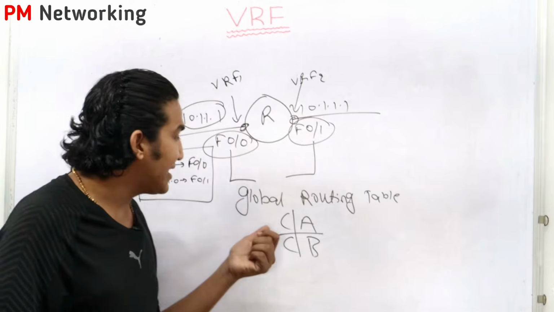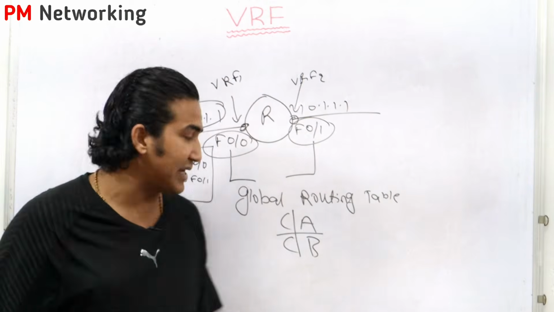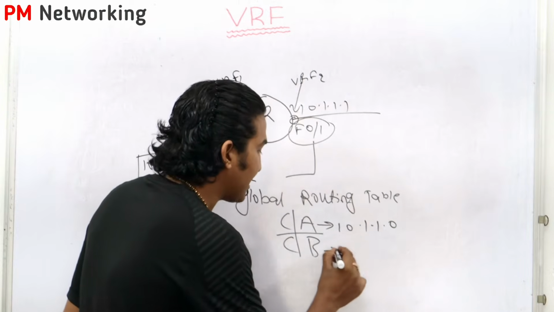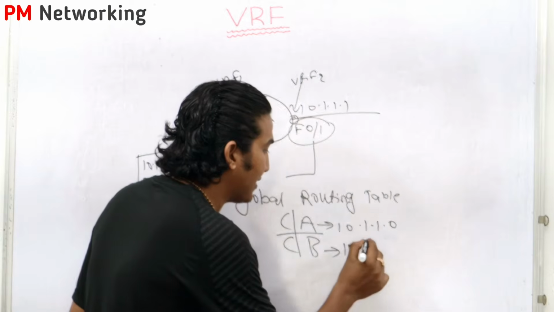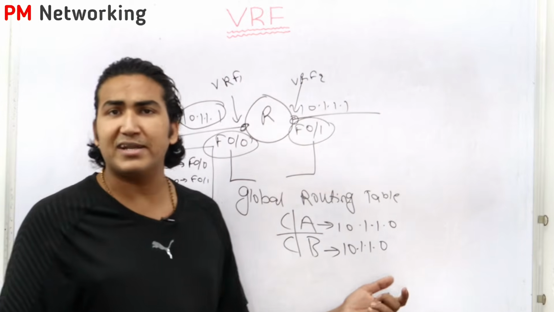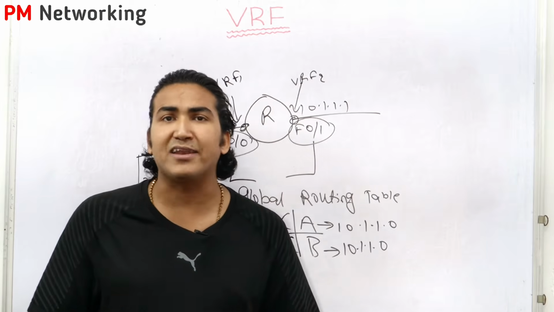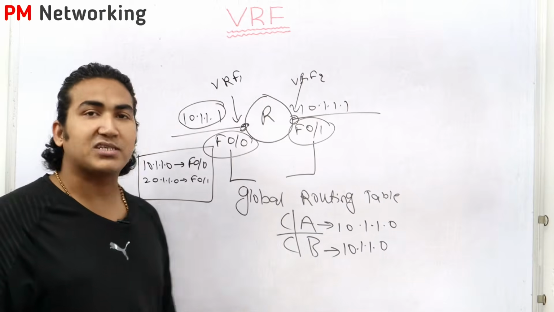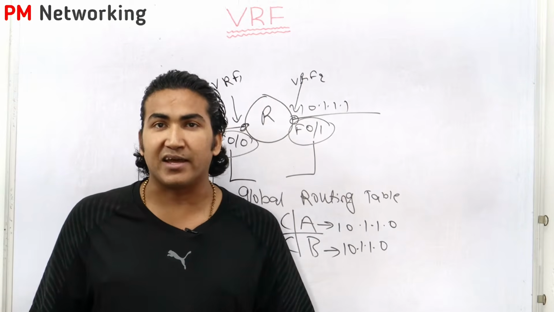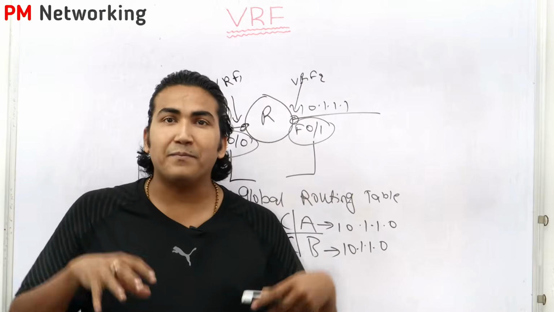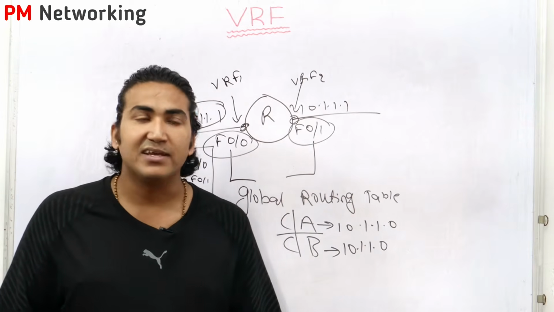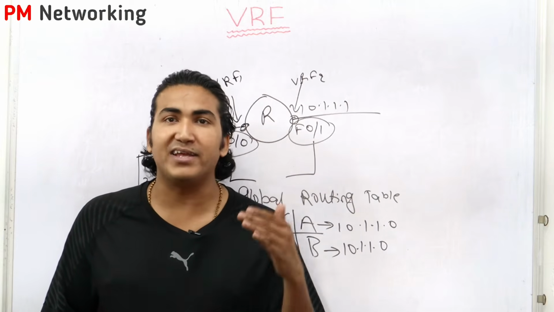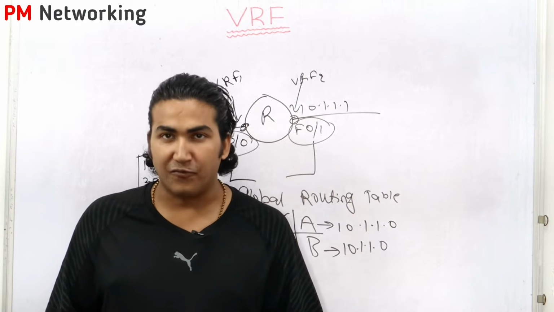Okay, so how will I differentiate if both are using the same network? Let's say customer A is using network 10.1.1.0 and customer B is also using the same network 10.1.1.0. Both are using private networks, and as you know, multiple customers can use the same private network. So these two customers are going to communicate with each other through my network. Over my network, how will I differentiate the network of customer A and customer B? So here is the requirement of dividing the routing table of a router virtually.